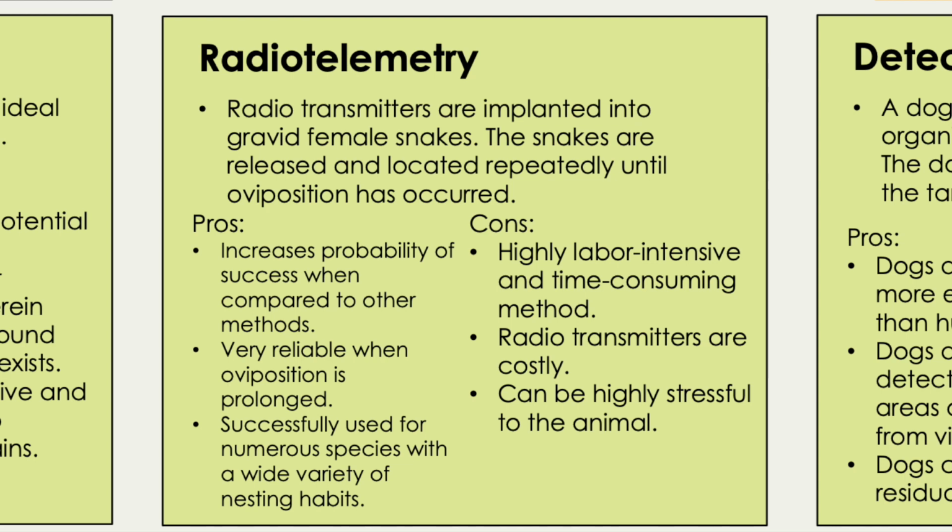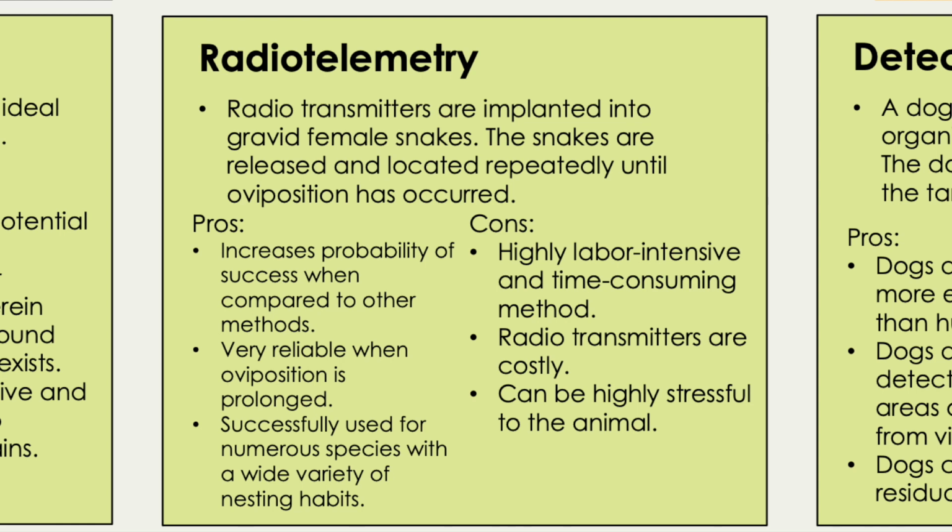This technique increases the probability of locating nests when compared with other methods, and it is very reliable for locating oviposition sites in species wherein the process is prolonged or that engage in some sort of nest protection or guarding. Radiotelemetry has also been used with success in numerous species with a wide variety of nesting habits, from striped whip snakes to rough green snakes.